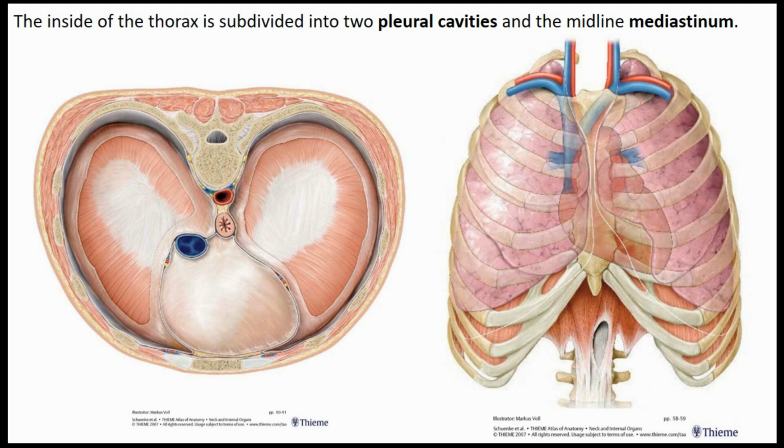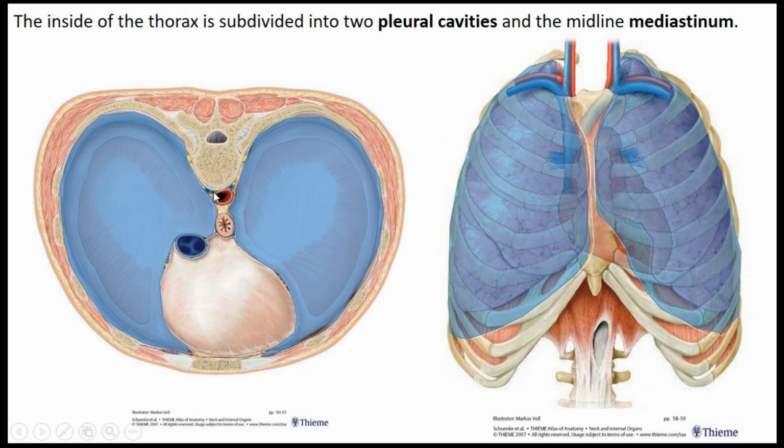Now, we just talked about drawing fluid out of the pleural space. What is the pleural space? Well, it's the space that surrounds the lungs, and we have a pericardial area around the heart. Now, the thorax itself is divided into several spaces, and two of them are the right and left pleural cavities. They're separate from each other. The lungs don't communicate. That's why one can collapse and the other one can still be working.